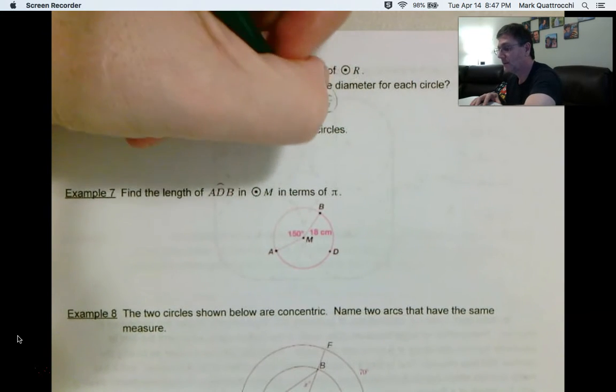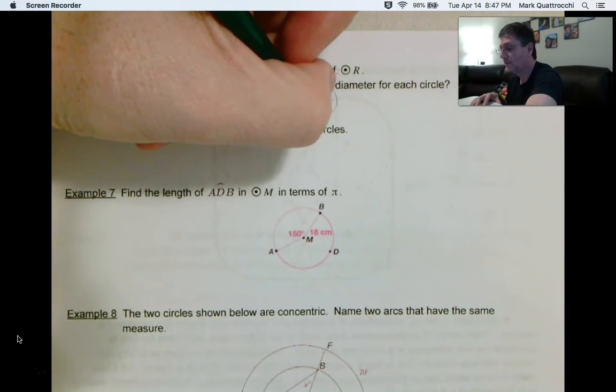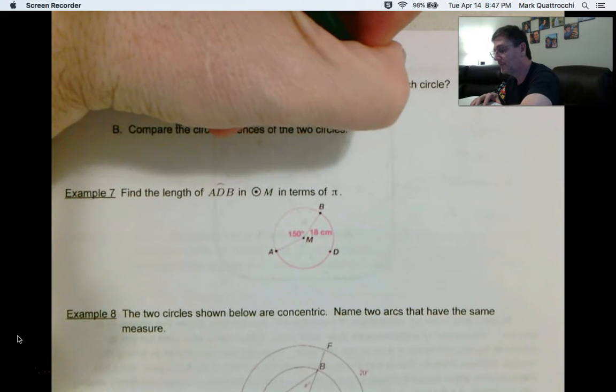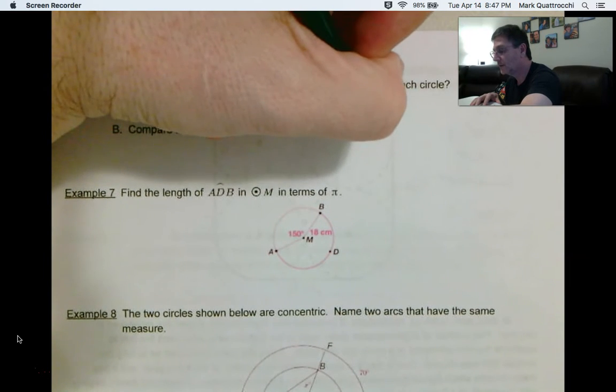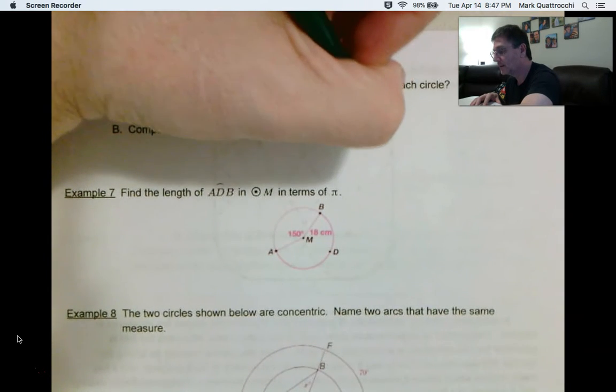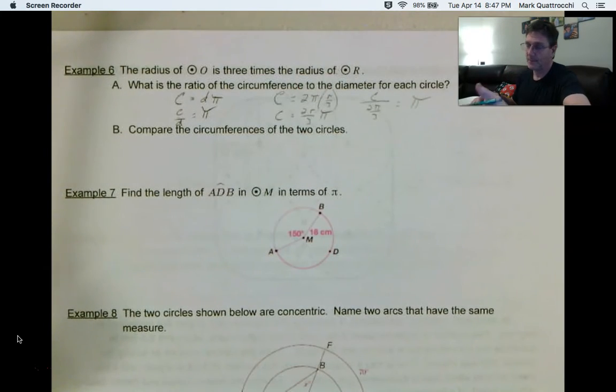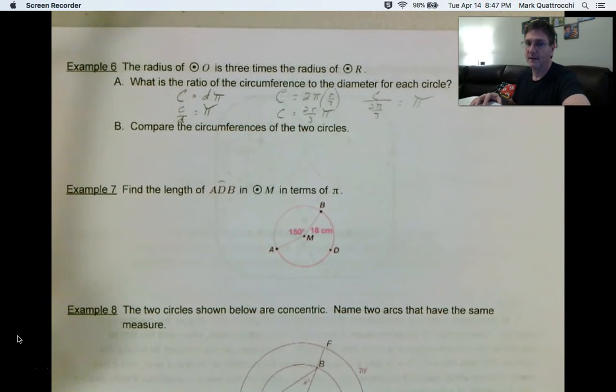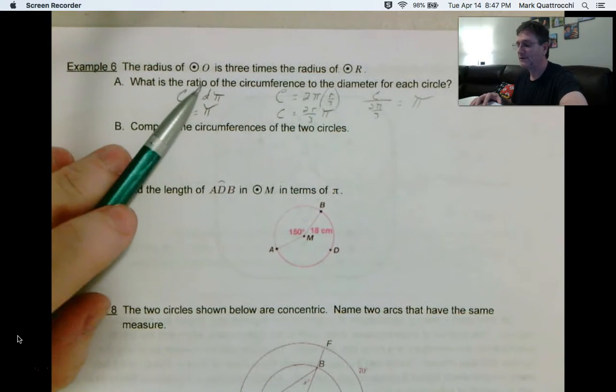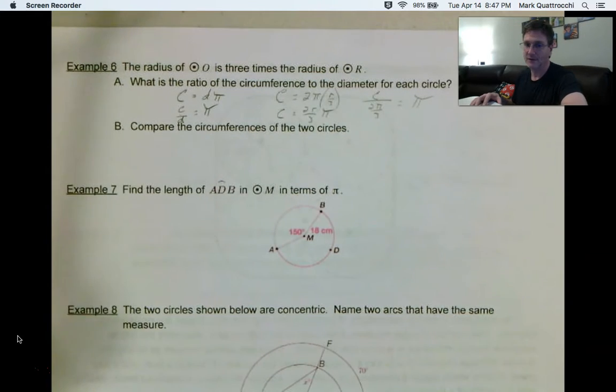So we're going to divide both sides. So C over 2r thirds is equal to pi. It's a long way of saying no matter what, the ratio of circumference to diameter of any circle is always equal to pi.